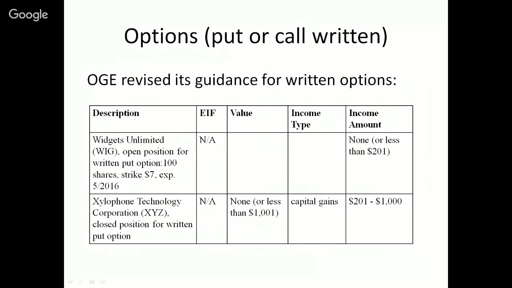Okay, so moving to written options. So when someone sells an option, this is known as writing an option. The guide adds a new entry for written options. Filers need to report written options as assets, valuing open positions, or positions that still exist, in terms of the value of the shares when the position was opened. Filers also need to report income attributable to written options.